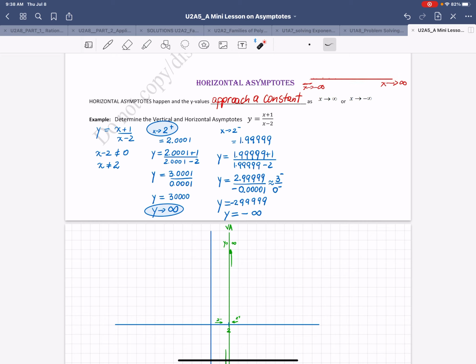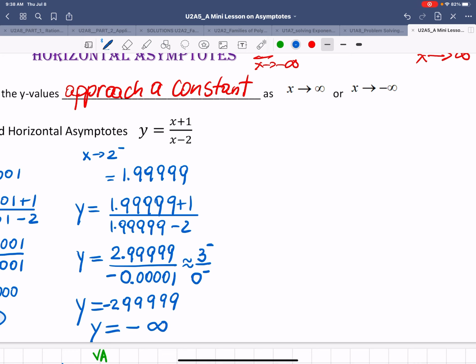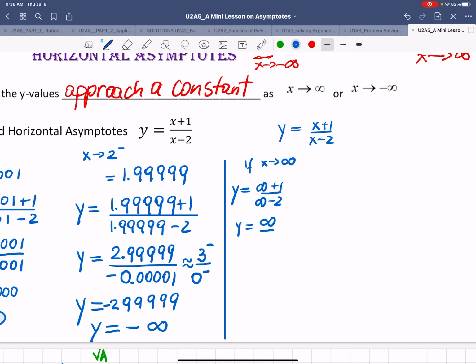Now, how can we calculate the asymptote? So one way would be, let x approach infinity. Let's define the territories here. It's all about territories, you know. So we have the function y equals x plus 1 over x minus 2. If x approaches infinity, then we're going to say the y values will be infinity plus 1 over infinity minus 2. Or the y values will be infinity over infinity.